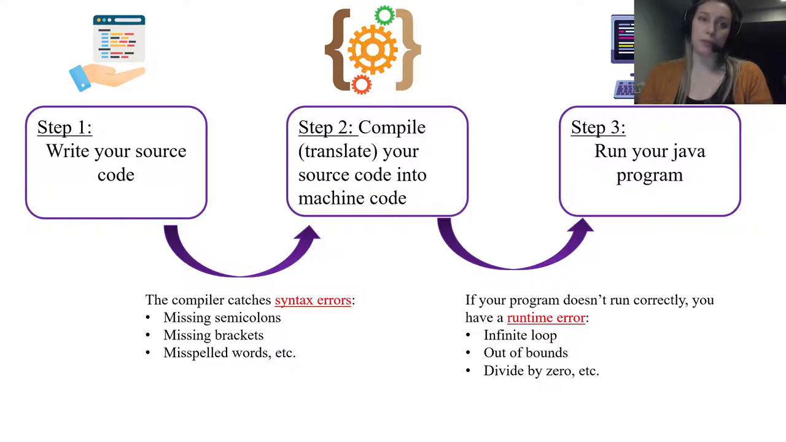An infinite loop is a runtime error. Now, what is a loop? That's unit 4, so we'll talk about that. Out of bounds is something that happens with arrays and array lists. Again, that's a little bit later on in the course. Divide by 0, we will talk about that runtime error in this unit. But there are many runtime errors, many different things that compile fine, but actually when you run your program, they end up not being fine. So we'll see some of those.